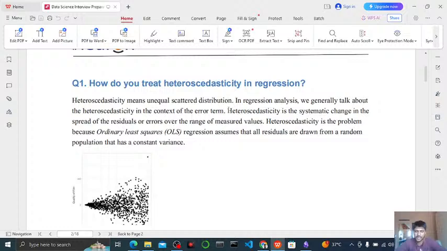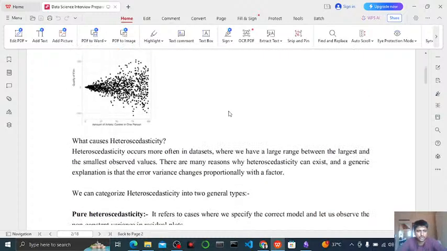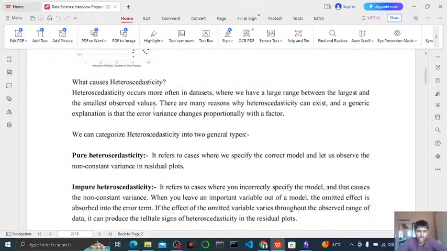Second, in regression analysis, we generally talk about heteroscedasticity in terms of the error term. Heteroscedasticity is a systematic change in the spread of residuals, or errors, over the range of measured values. Heteroscedasticity is a problem because OLS, ordinary least squares, assumes that all residuals are drawn from a random population that has a constant variance. So now the question is, what causes heteroscedasticity? Why will the error occur?